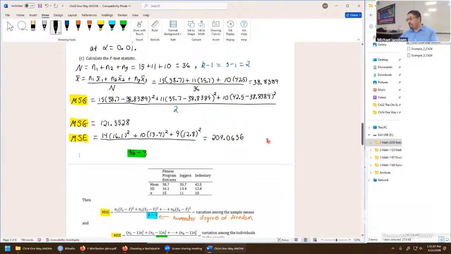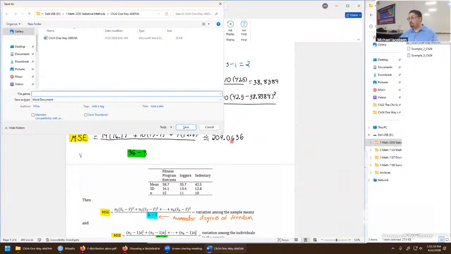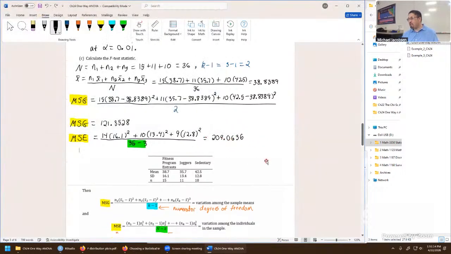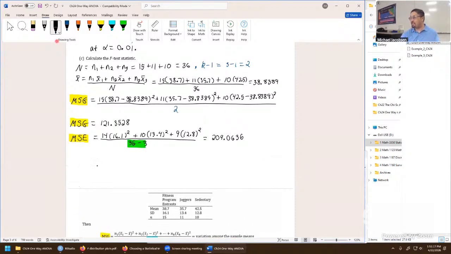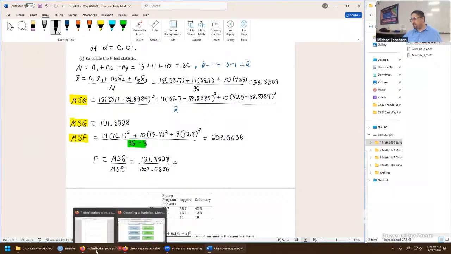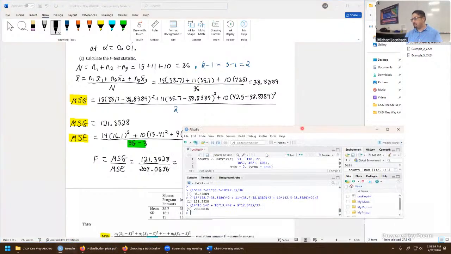Once we have all that information down on paper, the last thing we have to say is F is MSG divided by MSE, which is going to be 121.3528 divided by 209.0636. Throwing that into the calculator is pretty rapid. We're going to get 121.3528 divided by 209.0636. And that's our test statistic, 0.5805.